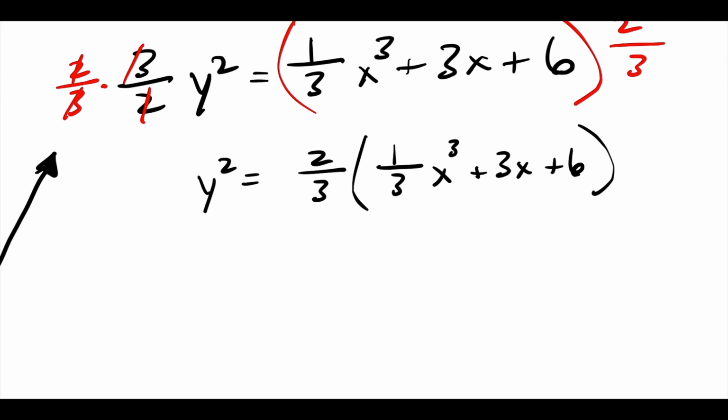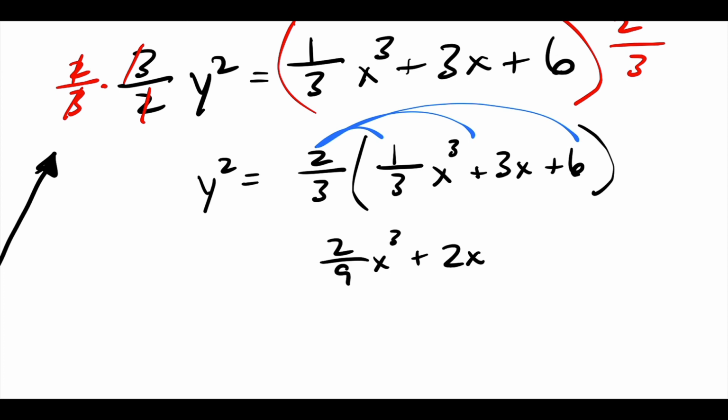If it's easy to distribute, I would distribute. Like this one's pretty easy to distribute because you've got a 2/3, and then you have a lot of things that 3 goes into. So if you distribute, you're going to get 2/9 x cubed, and then you'll get 2x, and then you'll get 4. So it might not be bad to distribute here. You get 2/9 x cubed, and then 6/3, which is 2x, and then 12/3, which is 4.